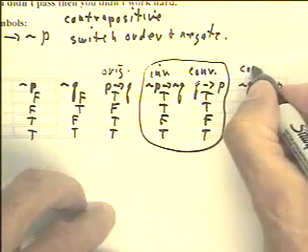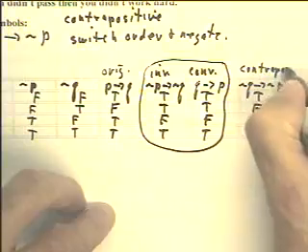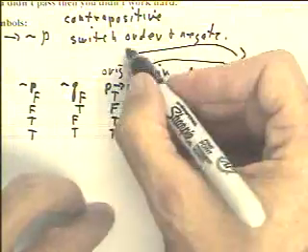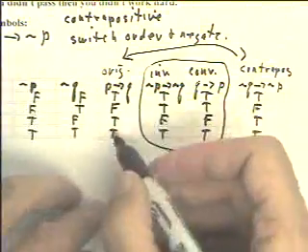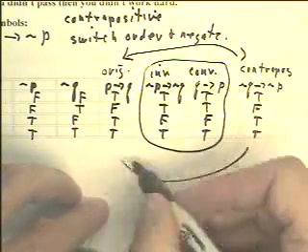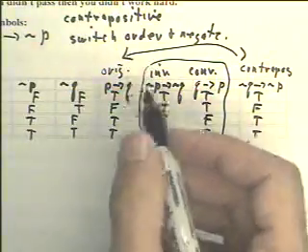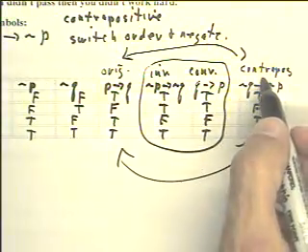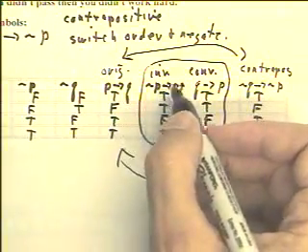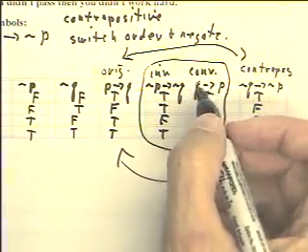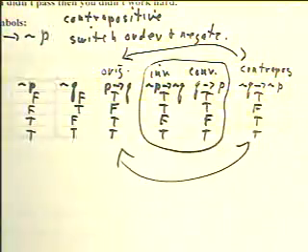However, the original statement and the contrapositive have exactly the same truth values. We see that these columns are identical, so that a statement is equivalent to its contrapositive, but not necessarily to its inverse or converse. However, the inverse and the converse are equivalent to one another.